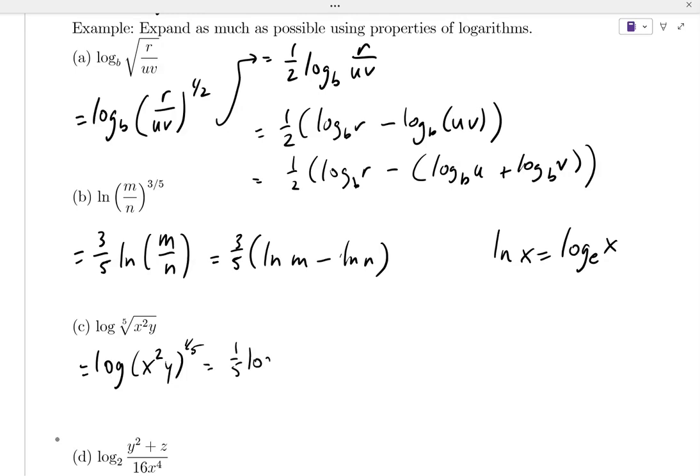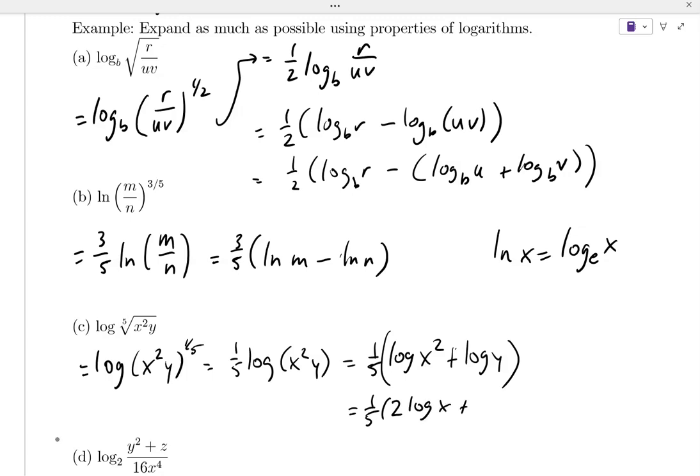Good. Okay. Separate the x squared y. Good. Oops. Forgot my parenthesis, didn't I? All right. So we've got a log of a product. So I can rewrite that as a sum of the logs, and then finally, what's the last thing you can do here? Yeah, bring that 2 down. Good. And then if you really wanted to, you could distribute the 1/5 through if you wanted to.